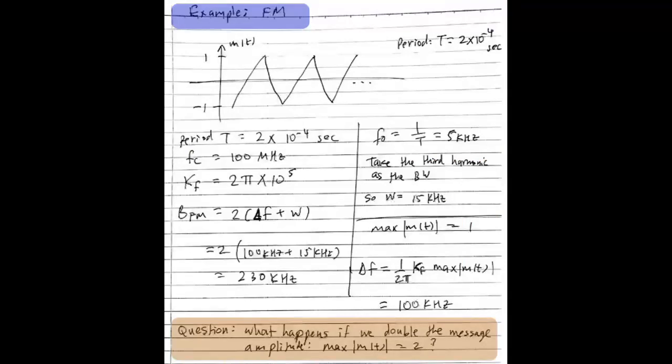These examples show you how to use Carson's bandwidth rule to estimate the FM bandwidth for a given message signal.